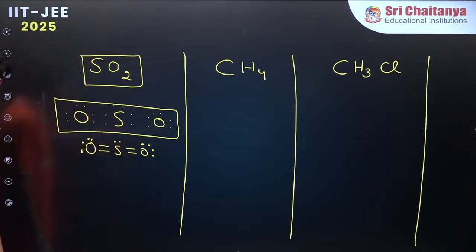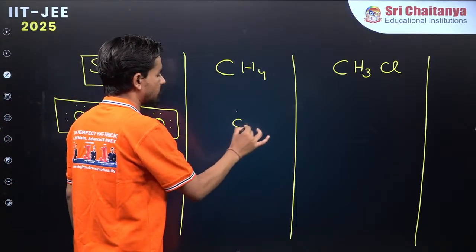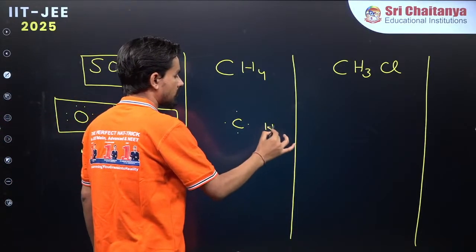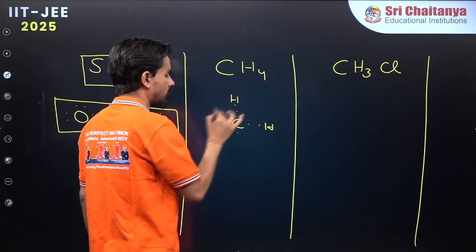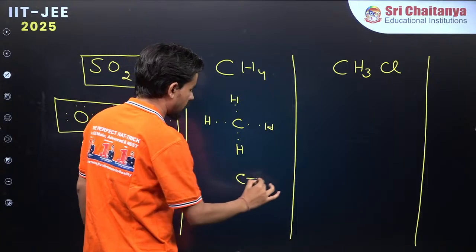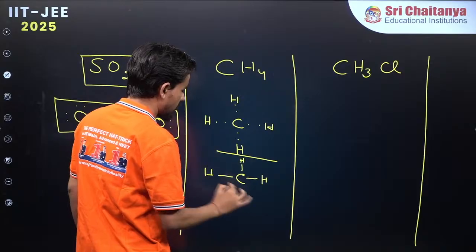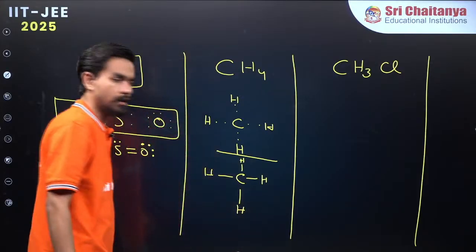This is the actual structure. Very easily you can draw. Think about this: carbon 1, 2, 3, 4. Hydrogen 1, this hydrogen also 1, this hydrogen also 1, this hydrogen also 1. So it will be carbon, hydrogen, hydrogen, hydrogen, and hydrogen. That kind of structure.